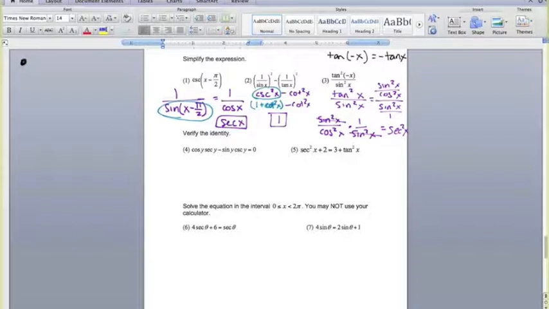For the second group of identities, we use the same strategies, but we have an equation, and we're trying to show that the two sides of the equation are the same. So I'm going to use my strategy of change things into sines and cosines. So cosine over 1, secant is 1 over cosine. Sine over 1, cosecant is 1 over sine.